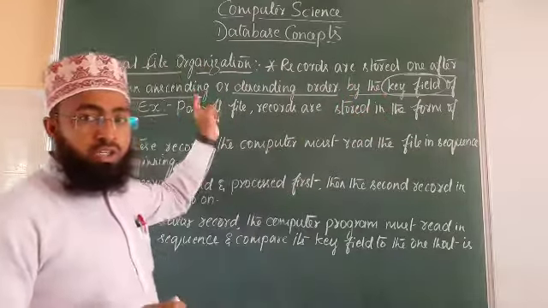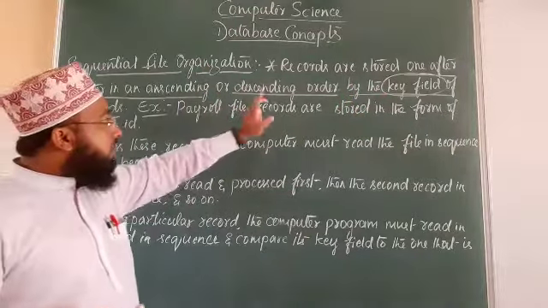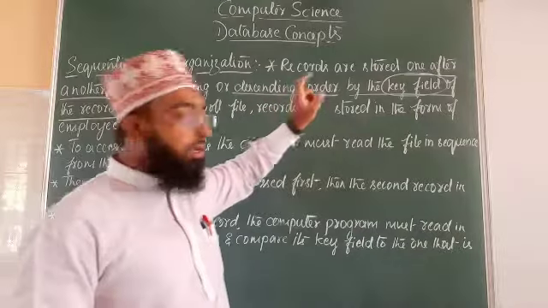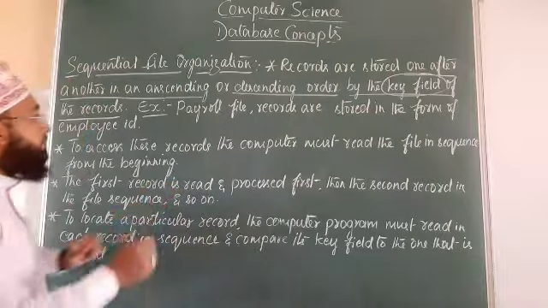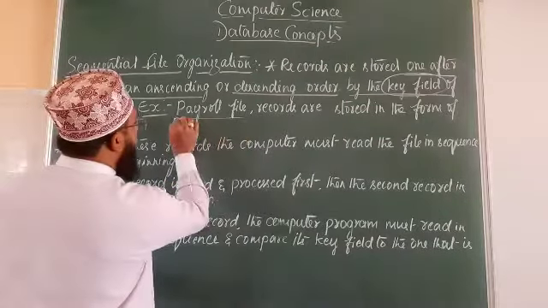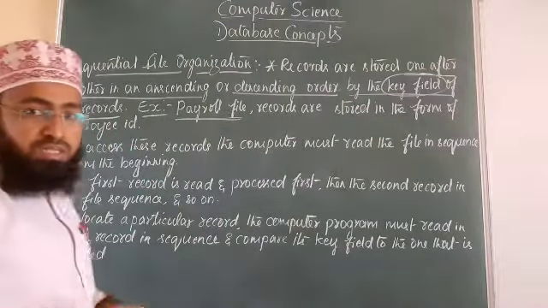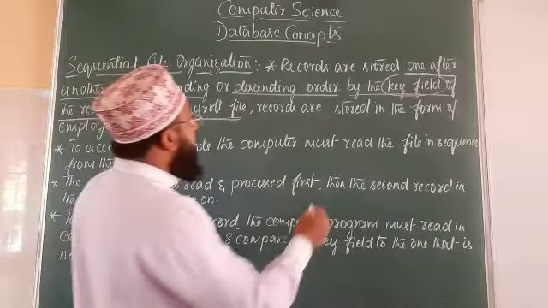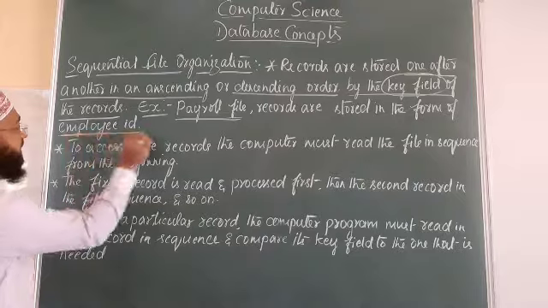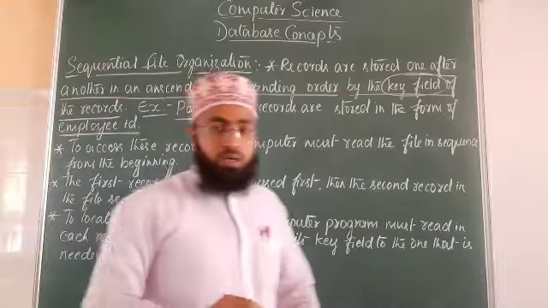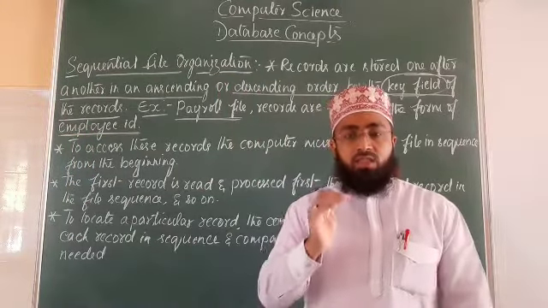So each record is stored either in ascending order or in descending order by the key field of the records. Example, in a payroll file, payroll means the salary paying file, the employee ID is the key field. Only the ID number is different.